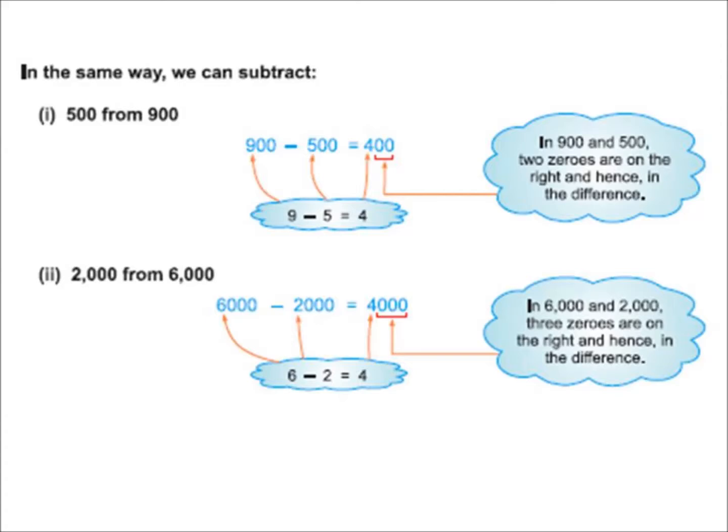In the same way you can subtract 500 from 900, 2000 from 6000. In 900 and 500 the two zeros are on the right and hence in the difference. So 9 minus 5 is 4, and you put the 00, it will be your answer. Same process in the second example also.